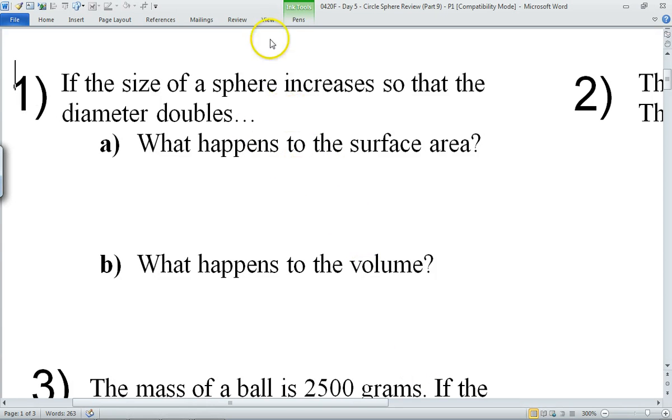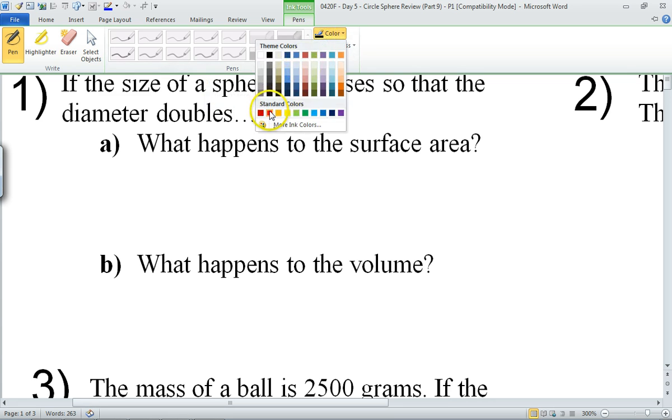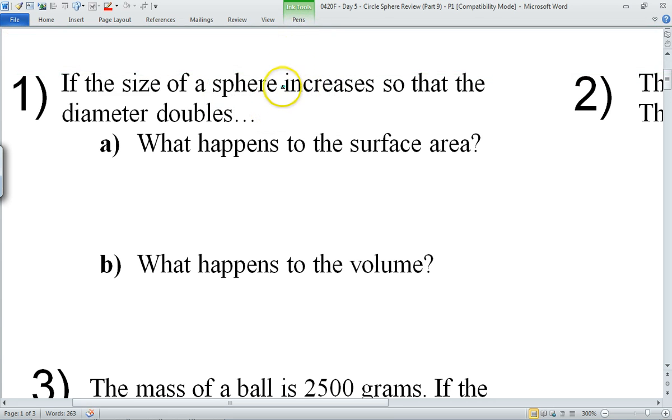Okay. A long time ago, I taught you about the relationship between length, area, and volume. And I will remind you about it now.